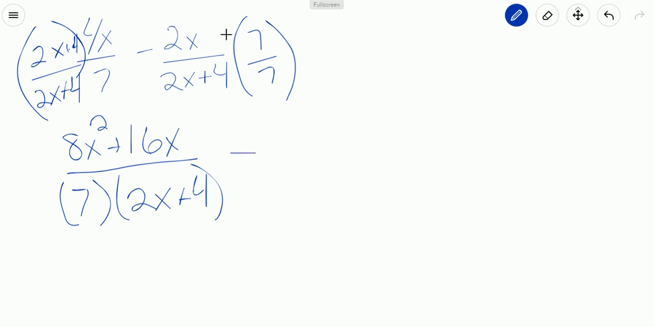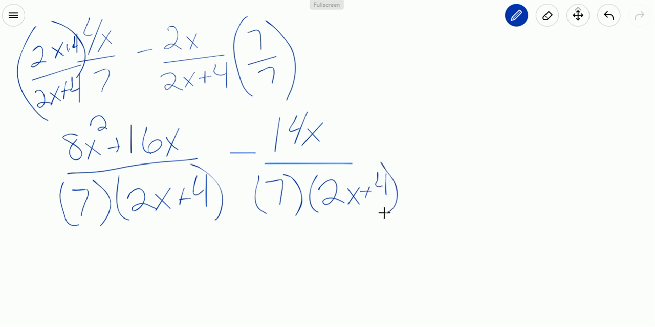Minus, on the right side here, we're just going to have 14x over the same thing, 7 times 2x plus 4. So you can see that these are identical. We basically just multiplied them by each other, and these are numerically equivalent. They're just in a different form. So now we can combine everything, which is really what we want to do.